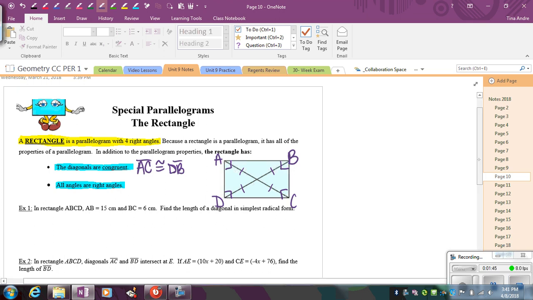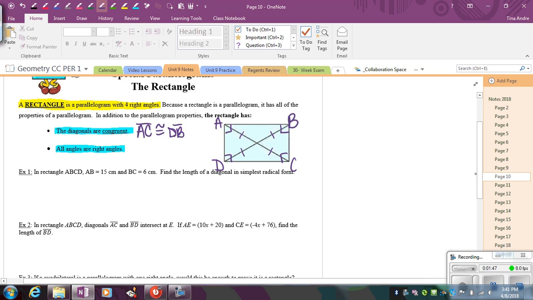Looking at some examples of how we use these properties, in this first picture we have a rectangle ABCD. Let's go ahead and sketch that. Make sure when you label it, you're going around the figure: A, B, C, D. It says that AB is 15, BC is 6, and we want to find the length of the diagonal. Since we know that the diagonals are congruent, it doesn't matter if you find the length of AC or DB.